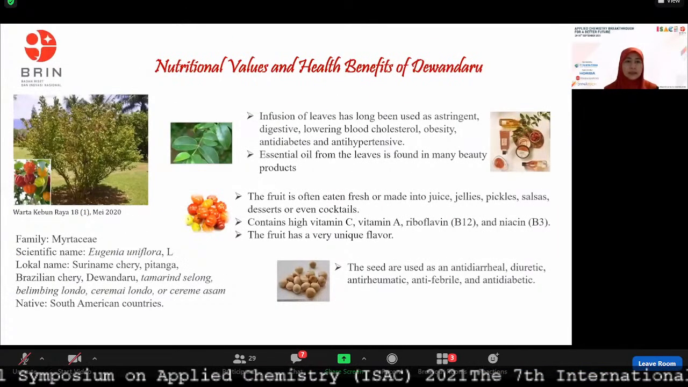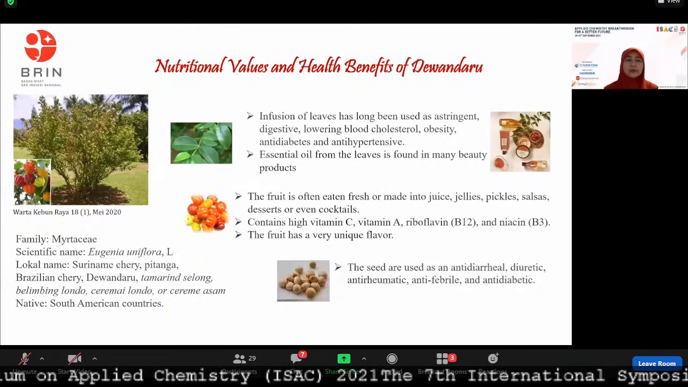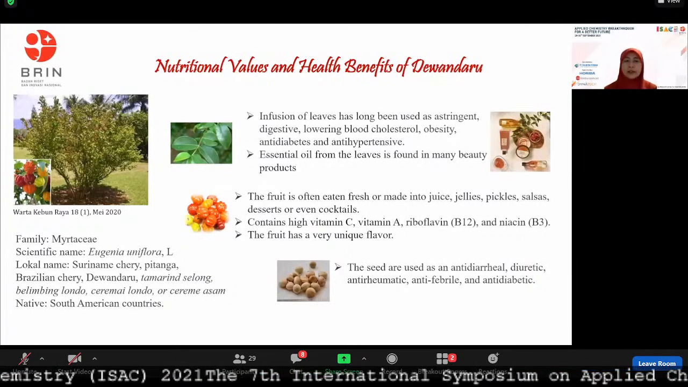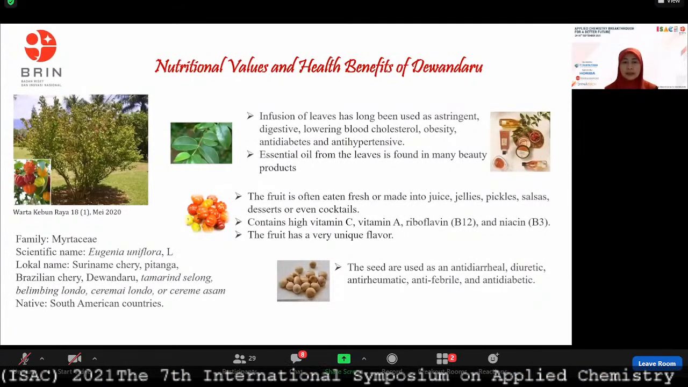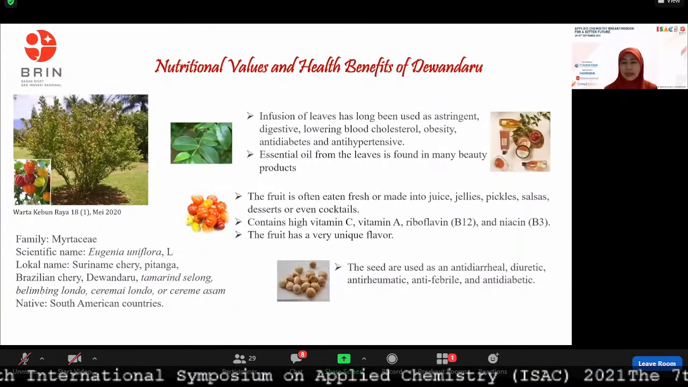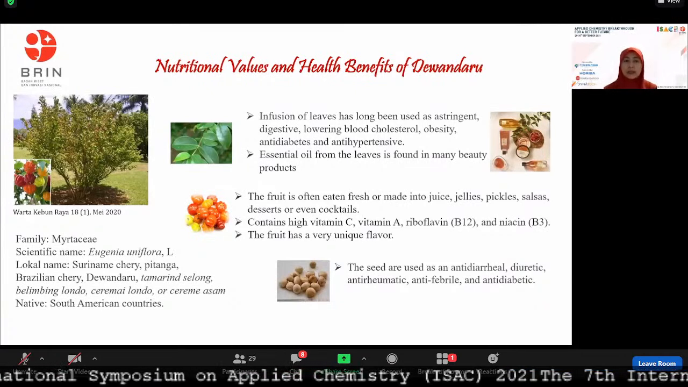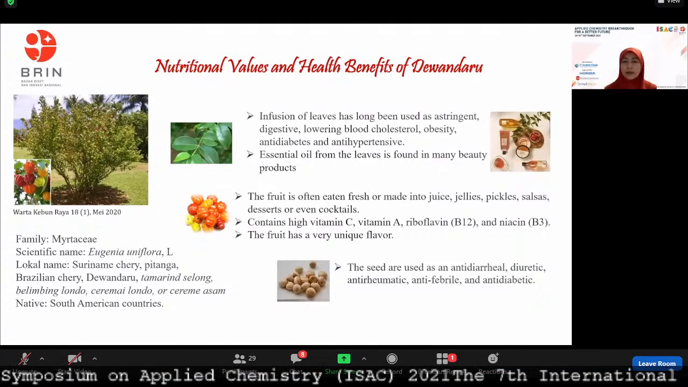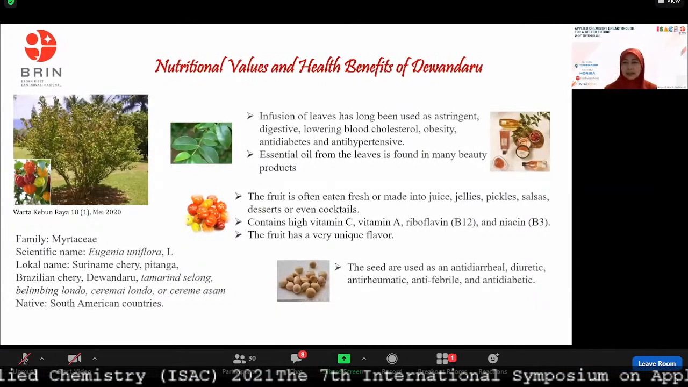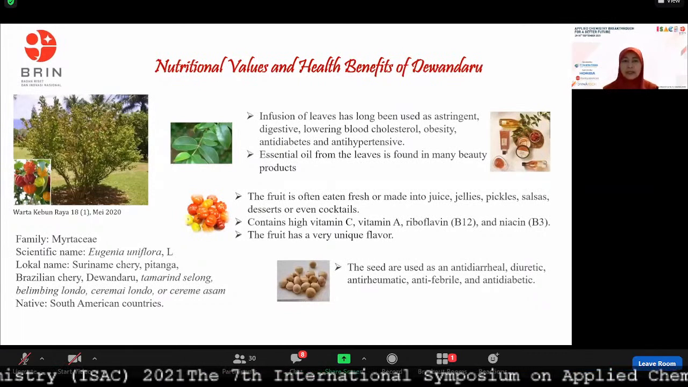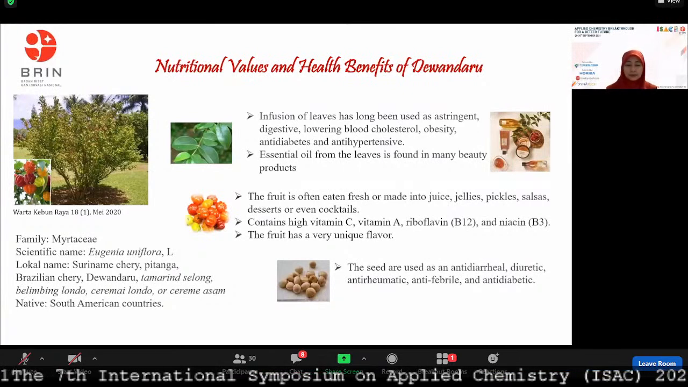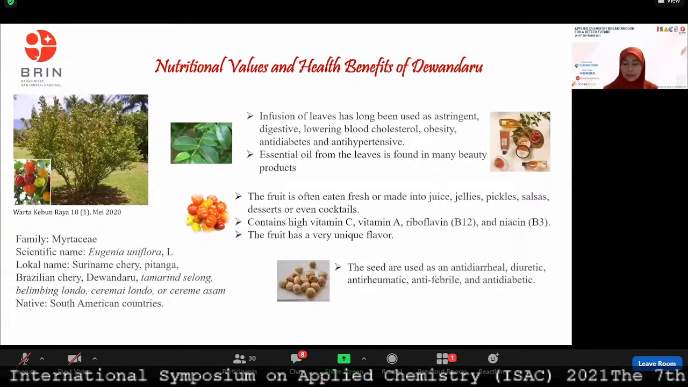In my introduction, Dewandaru fruit belongs to the Myrtaceae family. Its scientific name is Eugenia uniflora, and Eugenia uniflora has various local names such as Suriname cherry and Brazilian cherry in South America, or Pitanga in English, and in Indonesia, this plant is known as Dewandaru, Tamarin Selong, or Blimbing Londo. This plant is native to South American countries, but in Indonesia we can find it on Java and Sumatra Island.